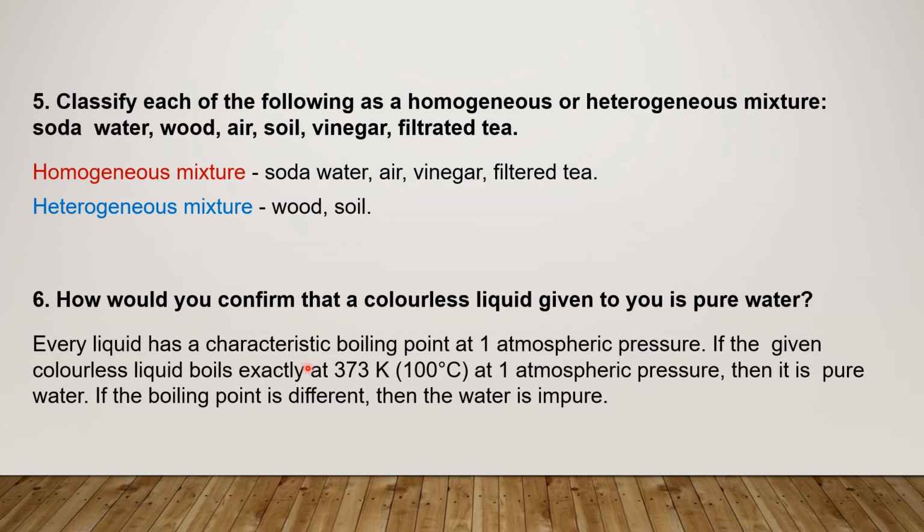every liquid has a characteristic boiling point at 1 atmospheric pressure. Each liquid has a boiling point. If the given colorless liquid boils exactly at 373 Kelvin or 100 degrees Celsius at 1 atmospheric pressure, then it is pure water. So you start to boil the given liquid, and if it boils at 100 degrees Celsius or 373 Kelvin, you can confirm that your liquid is pure water. If the boiling point is different, then the water is impure or it is not water. Got it? So this question number 6 you can write in your notebook.